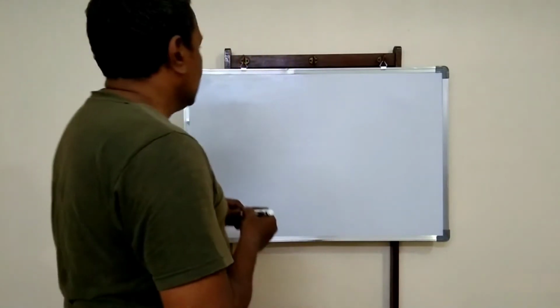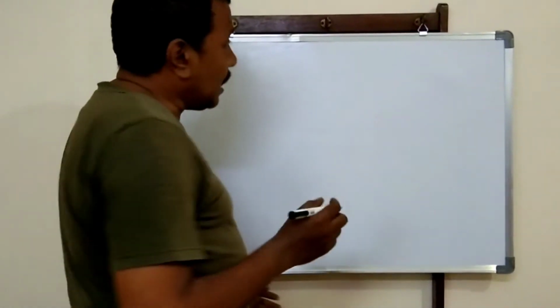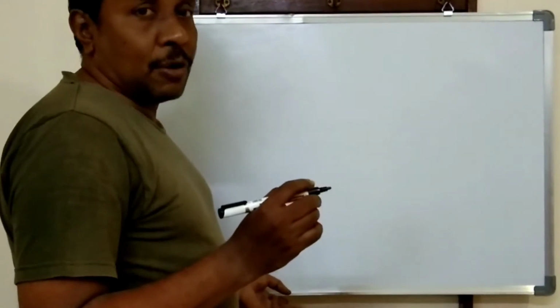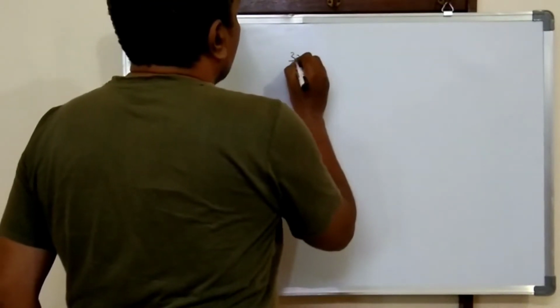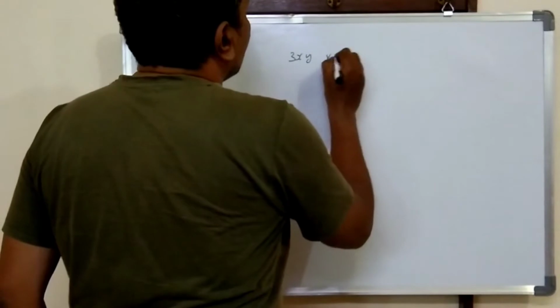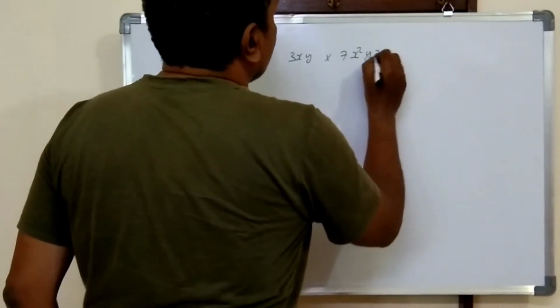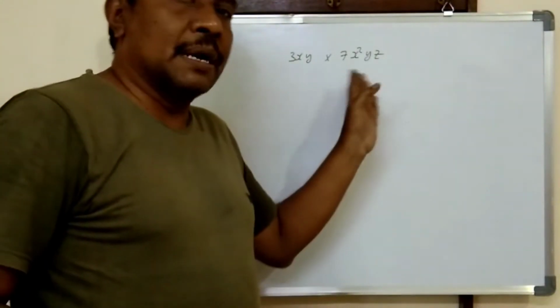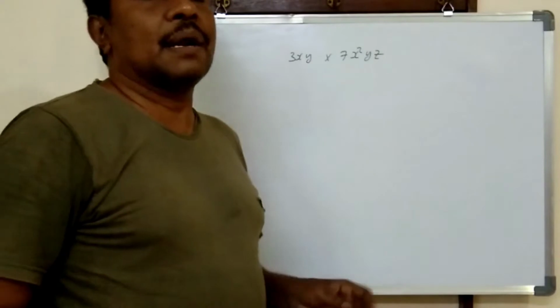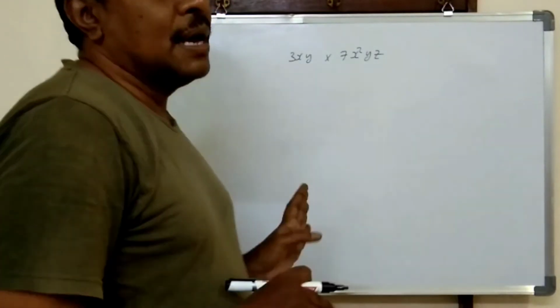First of all, we will discuss multiplication of a monomial with a monomial. I am taking a monomial 3xy into 7x square yz. Like terms can be multiplied and divided, but unlike terms cannot be added or subtracted, as I said before.